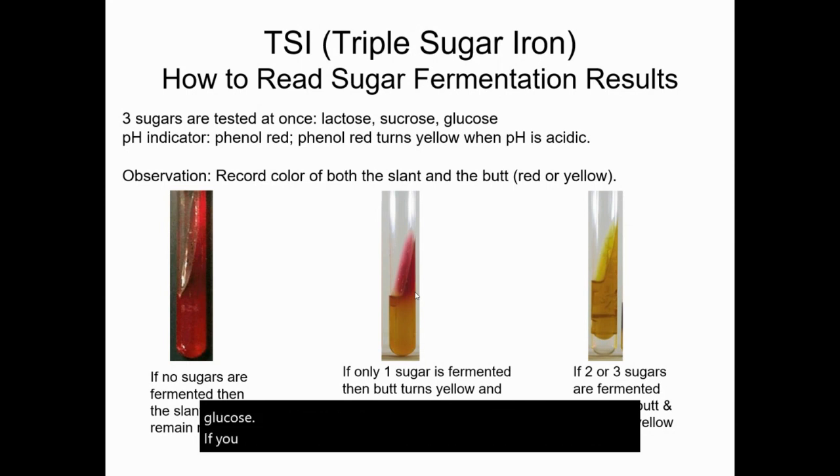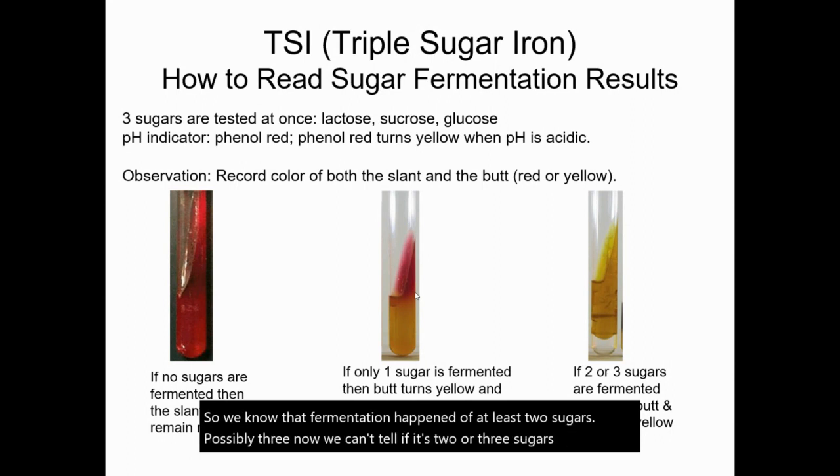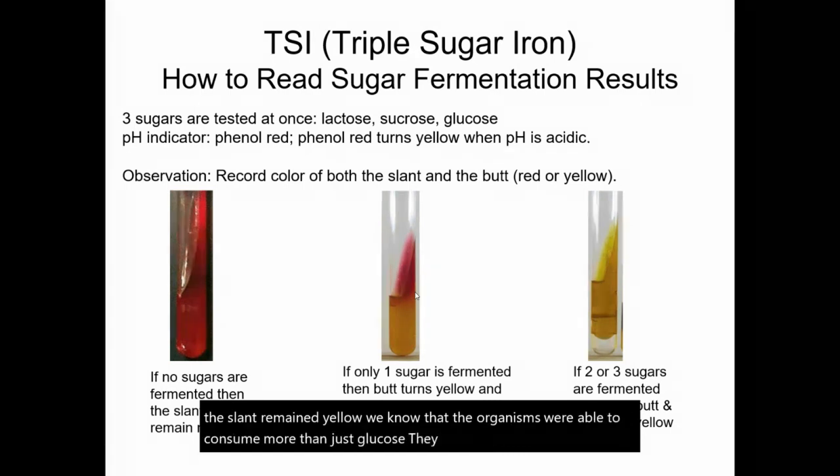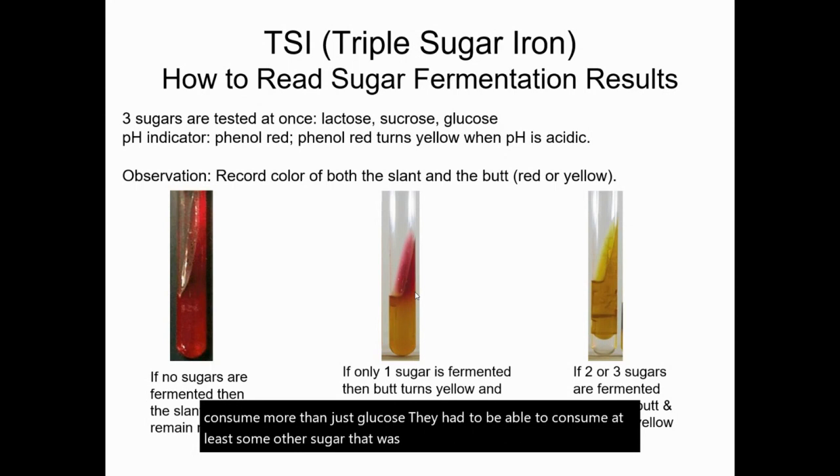Now, if you look at the far right, you'll notice that both the butt and the slant are yellow. So we know that fermentation happened of at least 2 sugars, possibly 3. Now, we can't tell if it's 2 or 3 sugars, but because the slant remained yellow, we know that the organisms were able to consume more than just glucose. They had to be able to consume at least some other sugar that was still present in the slant once the glucose was consumed.